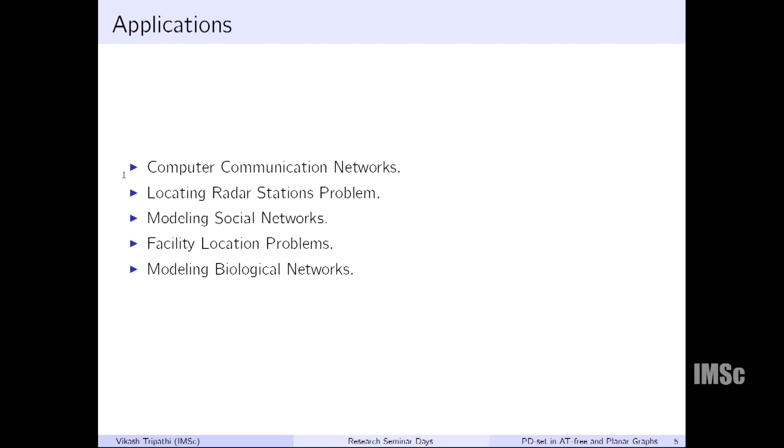It has applications in computer communication networks, locating radar station problems, and many more. The problem is well studied in the literature, and over 4,000 articles are published till date. So it has a lot of applications and depending upon the applications, people have introduced generalizations and some variants of domination. So today I am going to talk about a variant of domination which is known as pair domination.